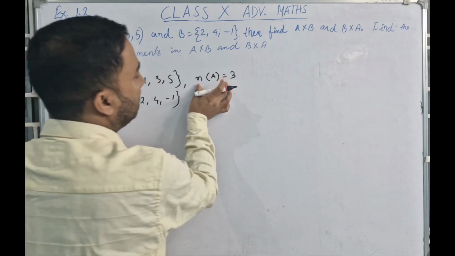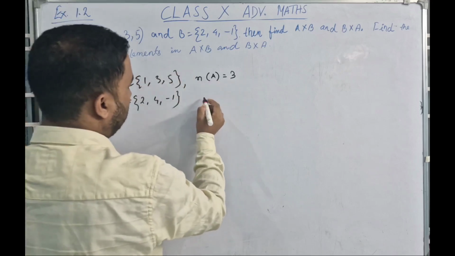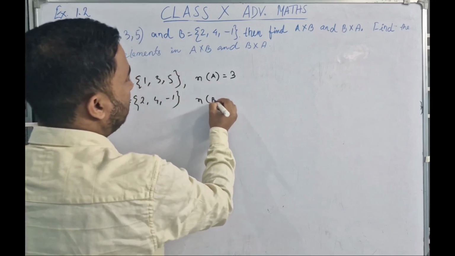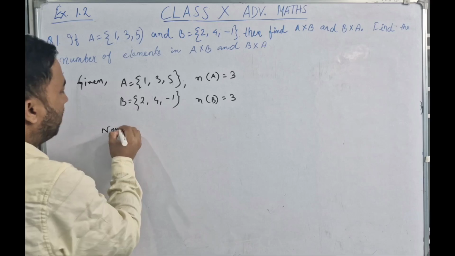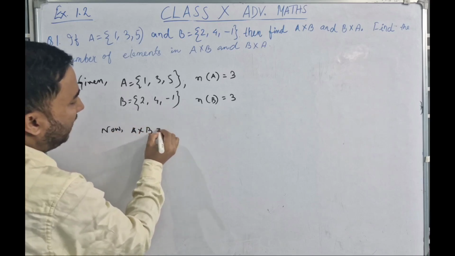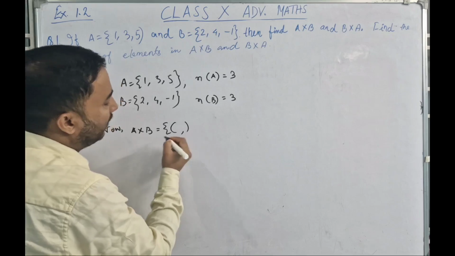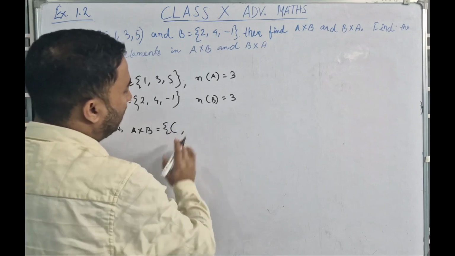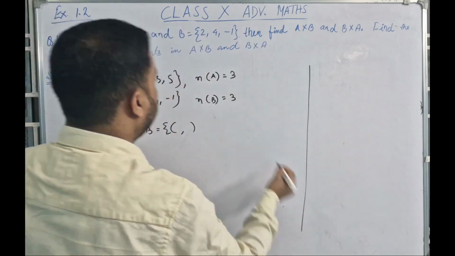We have already learnt this Cartesian number in the previous exercise, right? And n(B) is equal to what? It is also equal to 3. Now we have to find what? A cross B. Now what will be the elements of the set A cross B? You know that it is a set where the elements will be in the form of ordered pairs. Okay, so I can draw the arrow diagram here.